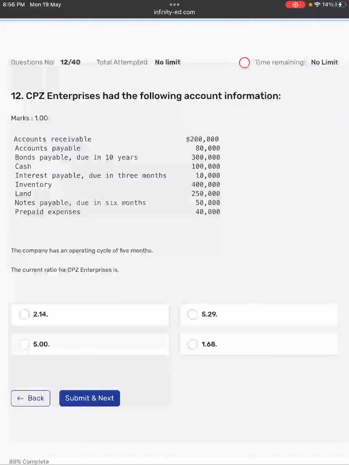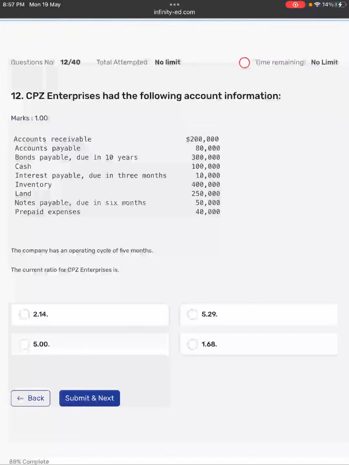80,000 is liability. Okay, bond payable due in 10 years, this is long term, not short term. Interest payable due in 6 months is 10,000, this is current liability. And land is inventory, not this assets. Note payable due in 6 months, 50,000. Total liability 1,40,000. Okay, 7,40,000 divided by 1,40,000, how much?